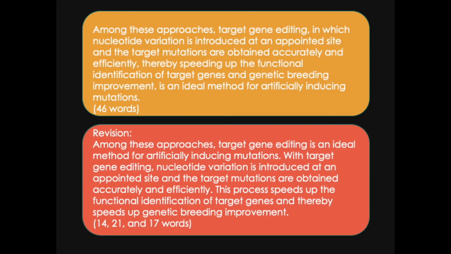Among these approaches, target gene editing is an ideal method for artificially inducing mutations. With target gene editing, nucleotide variation is introduced at an appointed site and the target mutations are obtained accurately and efficiently. This process speeds up the functional identification of target genes and thereby speeds up genetic breeding improvement. So now we have three sentences for the three ideas. So each sentence is a lot more concise.